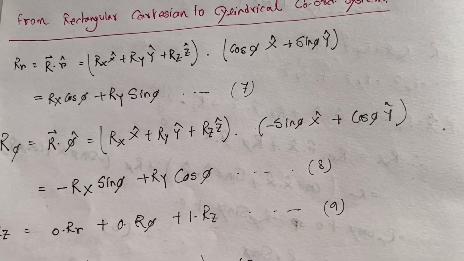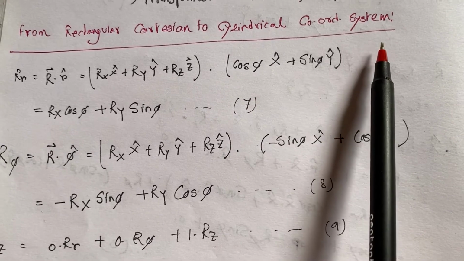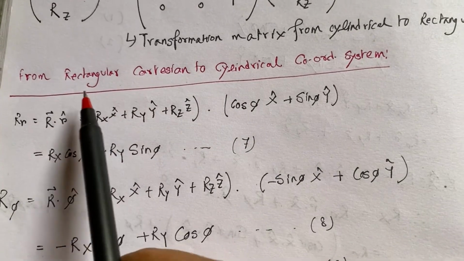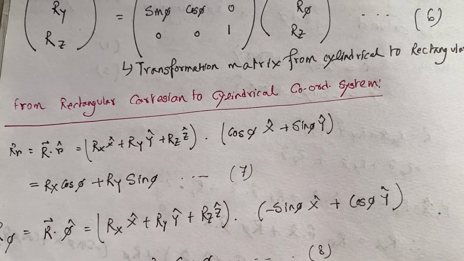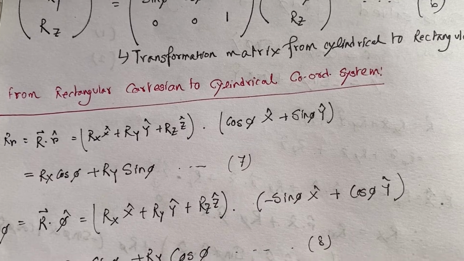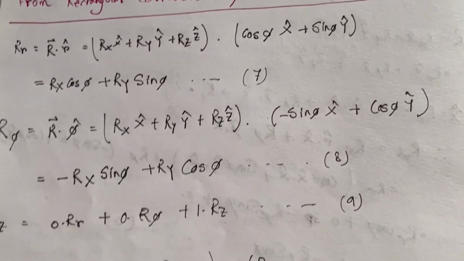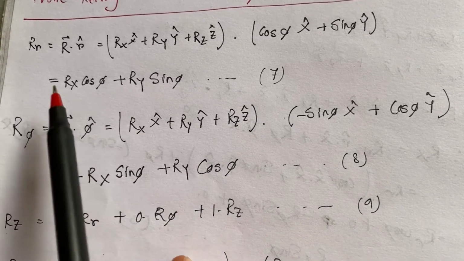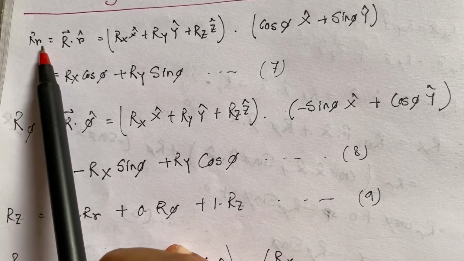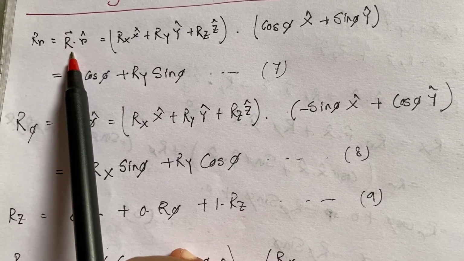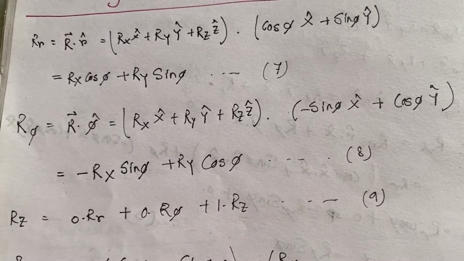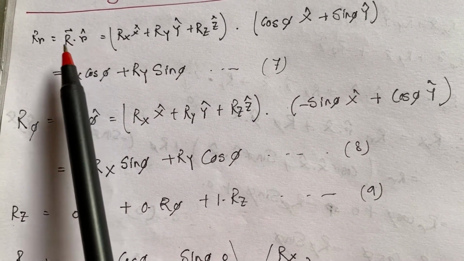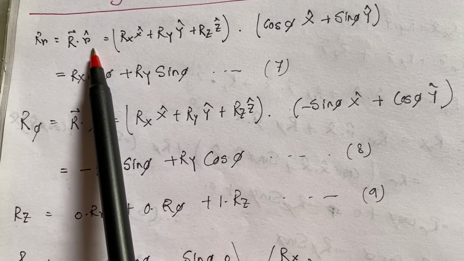Now if I want to obtain the cylindrical coordinate system components from rectangular Cartesian coordinate system components, then I need another transformation matrix. The procedure is the same, the motivation is the same. This time I need to find out Rr, that is the component of R along r hat direction. Previously I found Rx, I obtained R dot x hat. Now I obtain R dot r hat.